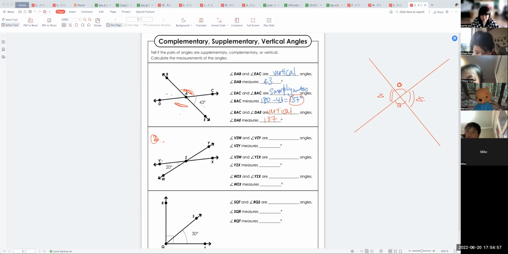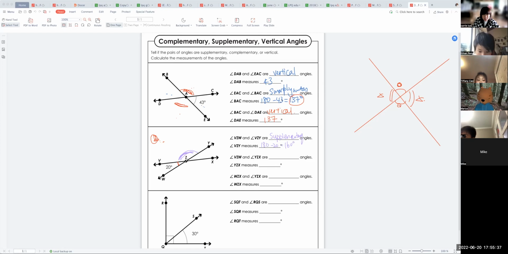So let's take a look at this one. VZW is here, okay? And VZY. So where's VZY? So this one's VZW and VZY. I can see everything. Okay, so this one and this one are what angles? This one and this one plus together equals what? Supplementary angles. Very good, supplementary angles. And VZY equals what? 160. Very good, 160. Good job, Maris.